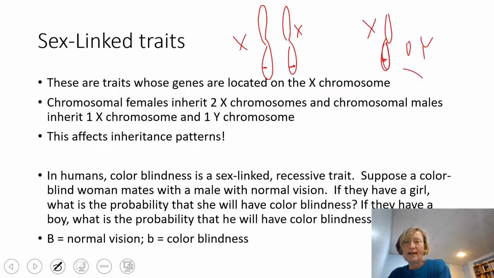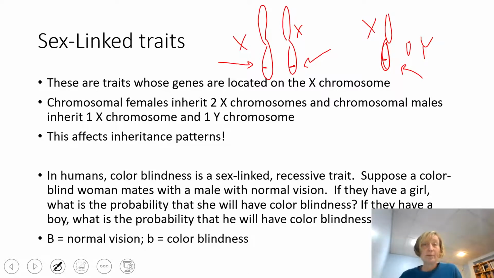So whatever gene they have on that X is what they express. Males only get one copy of the gene. Females get two copies, and so they have an expression that's very similar to autosomal expression. This affects our inheritance patterns. When we know a trait is sex-linked, it changes how we set up a Punnett square, and it changes the expected phenotypic ratios in offspring.